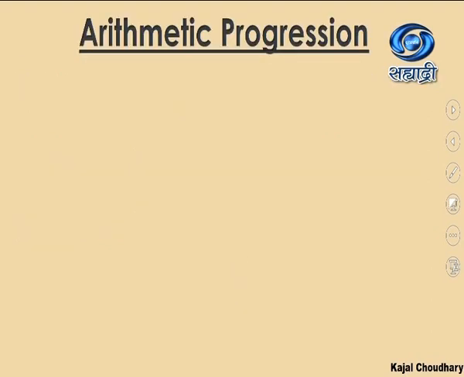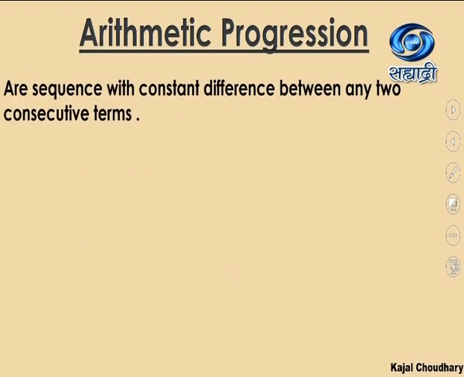Let's move on. We are going to define the arithmetic progression first. Arithmetic progressions are sequences with a constant difference between any two consecutive terms. If this difference is not constant, then the sequence cannot be an arithmetic progression. It will be a sequence, but not in arithmetic progression. It is just a sequence with some pattern going on in it.